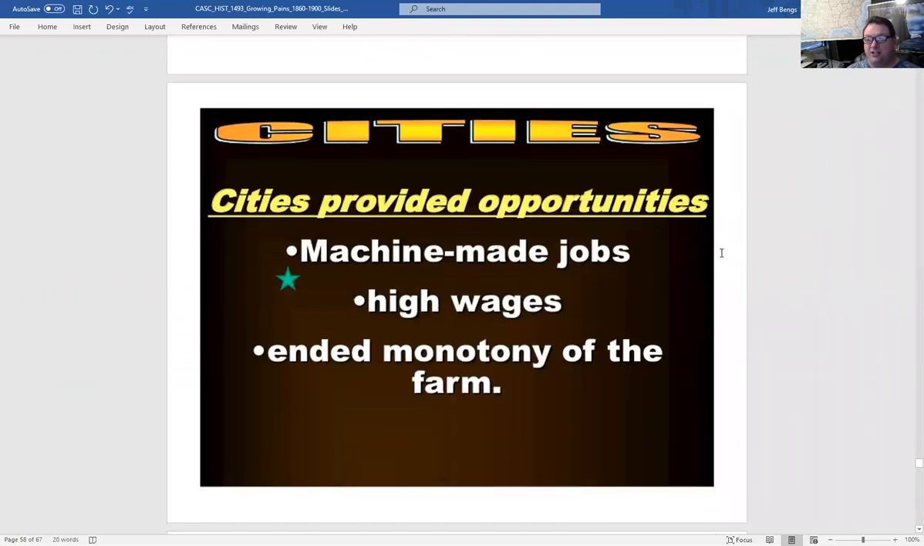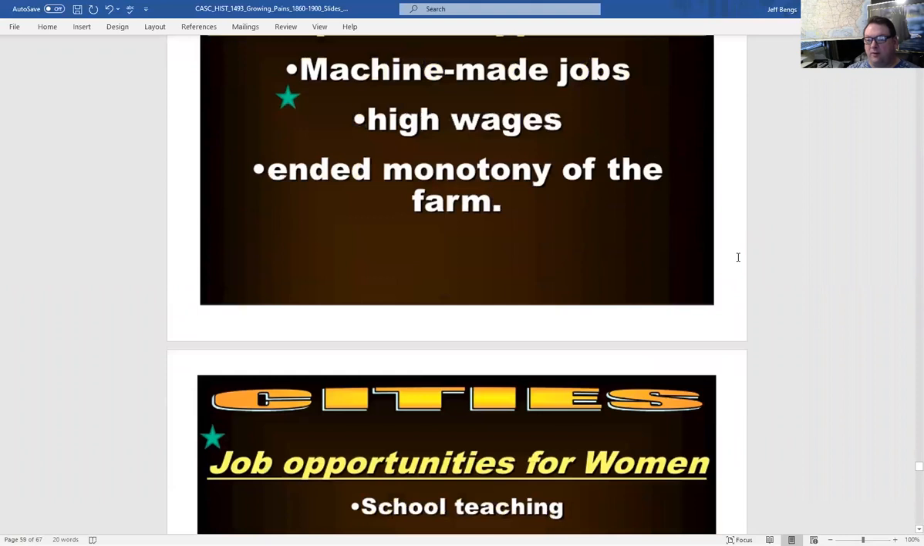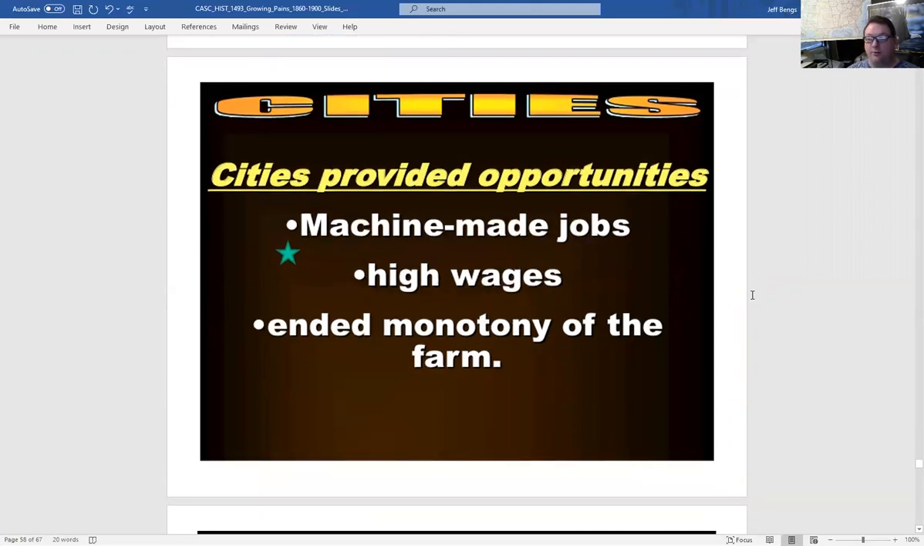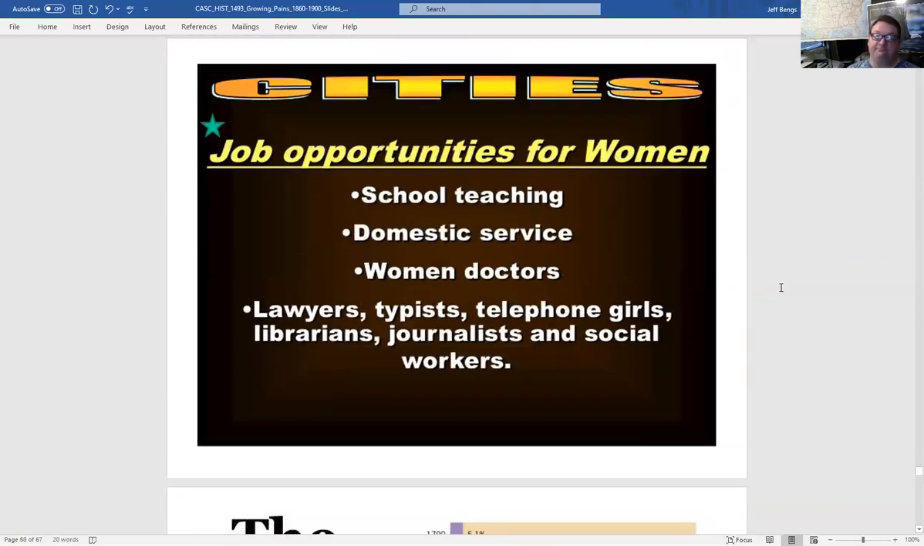Cities provided machine-made jobs, higher wages, and the monotony of farm life was able to be overcome. But how many people would go and work in a factory and they would be on an assembly line or some kind of system where they were standing at the same station all day long? So they thought they were escaping monotony or boredom, only to come to a place, factories, where they could be monotonous again.